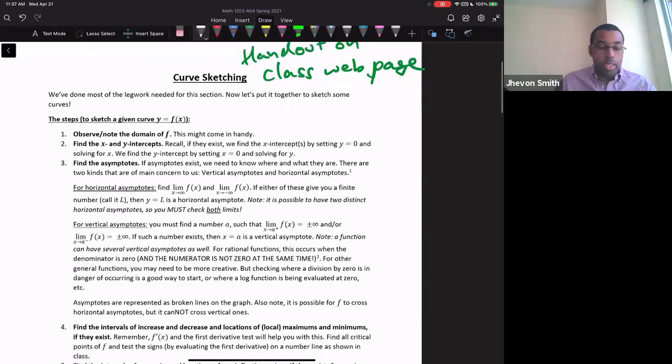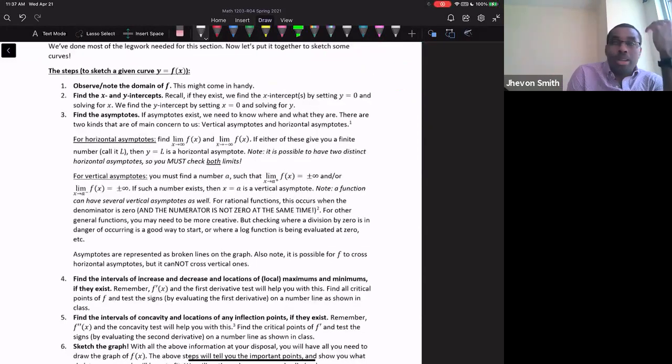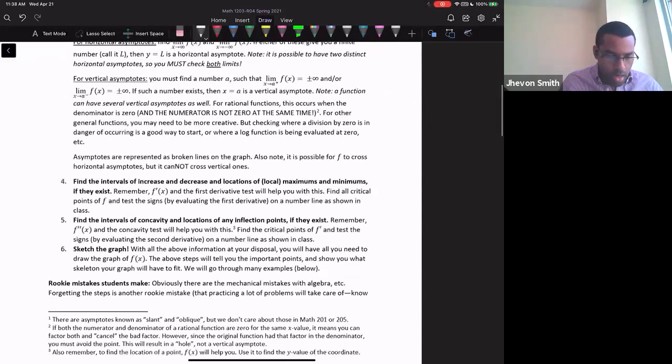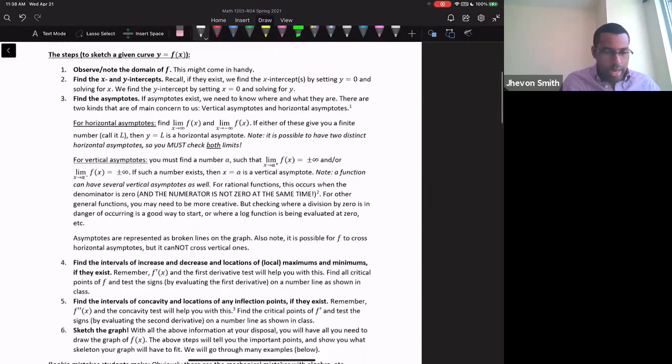As well as it puts together a lot of skills. You'll have to remember how to find intercepts. You'll have to remember how to take limits. You'll have to remember how to do the first derivative test, the concavity test, a lot of things. So like several other things we're doing in this class, it consists of a 6-step process.